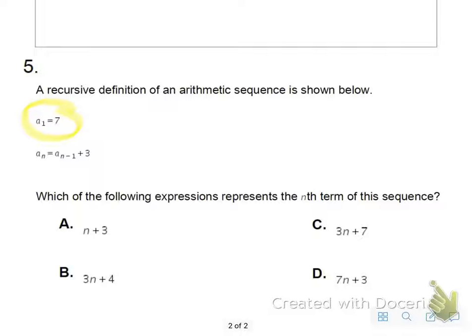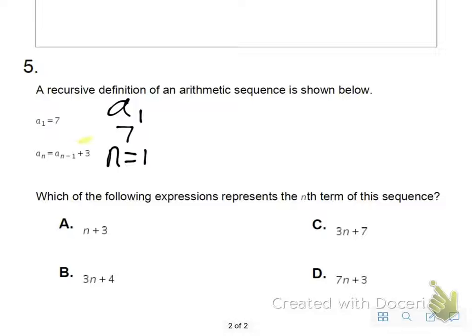Basically, the problem says a recursive definition of an arithmetic sequence is shown below, and you can see right here that the first term of that sequence is 7, and then the recursive definition is saying you take the previous term, a sub n minus 1, and you simply add 3 to it in order to get the next term. So for example, your first term, a sub 1, when n equals 1, that's why it's called the first term, n equals 1, that's 7, and that was information already given to us.